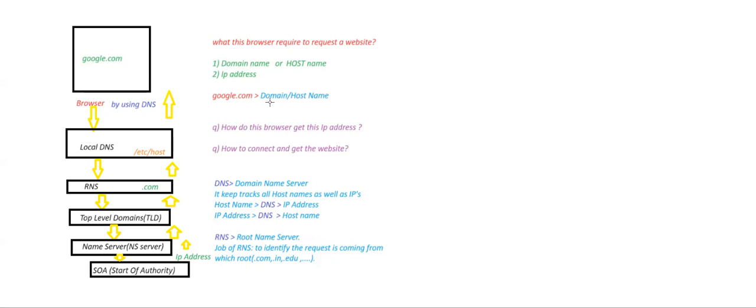In that video, you already analyzed how the browser gets the IP address from the domain name, or you can say the host name. Till the previous video, what we have learned is we just got the IP address, not the website. Now in this video, let us analyze how we get the website from both the IP address as well as the domain name, or host name. Now my browser has both the IP address as well as the host name, or domain name.